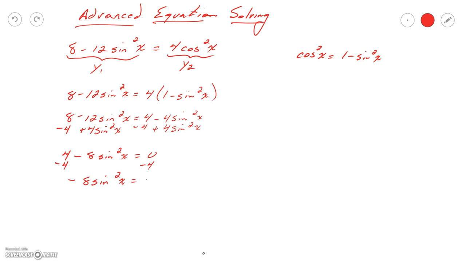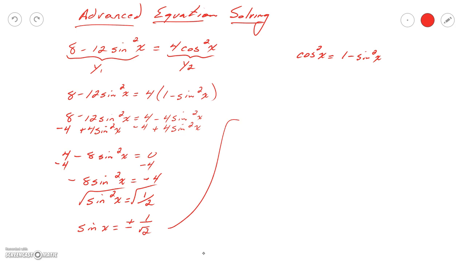So I'm going to end up getting sine squared to equal 1/2. When I take the square root of both sides, that gives me sine of x equals plus or minus 1 over root 2. I'm going to rewrite that as sine of x equals plus or minus root 2 over 2. And this should be a pretty easy angle to figure out.